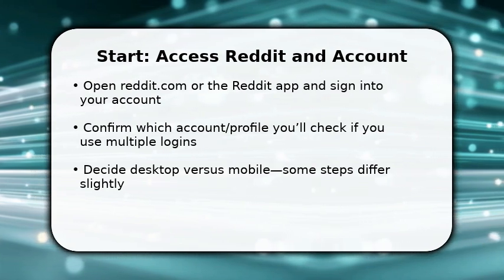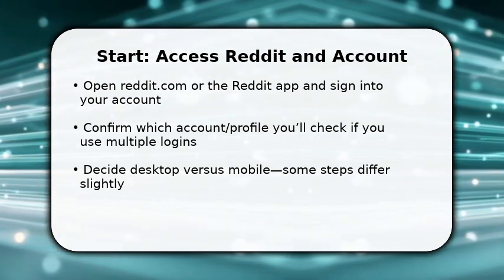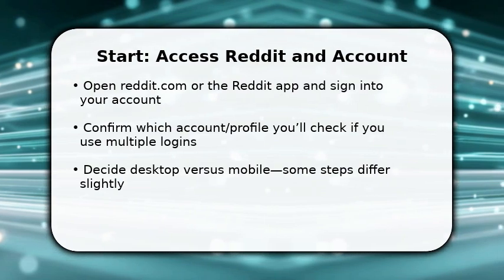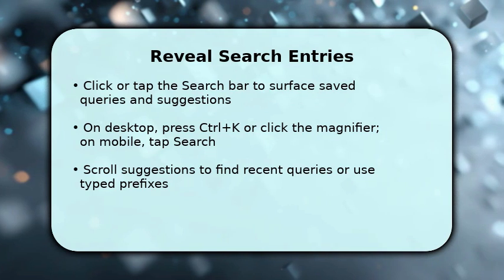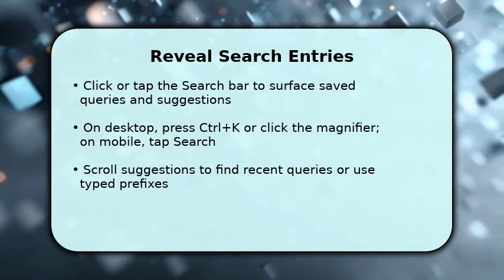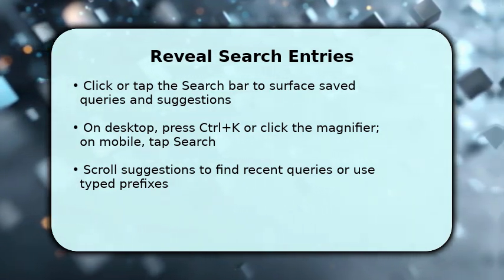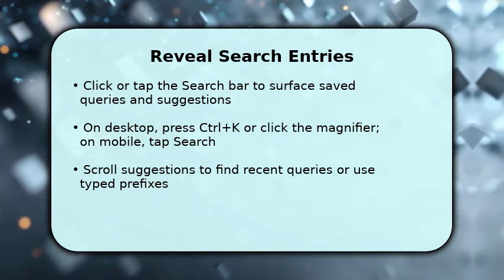Now that you're signed in and on the intended account, proceed to the search bar and prepare to reveal search entries. Now interact with the search field to surface history. Click or tap the search box. On desktop, you can also press Ctrl+K. On mobile, tap the magnifying glass.